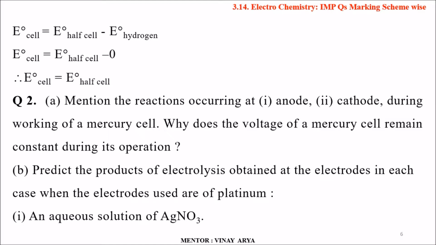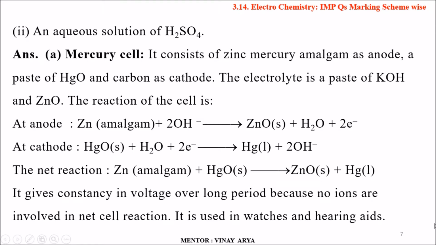Question number second. Mention the reaction occurring at anode and cathode during working of mercury cell. Why does the voltage of mercury cell remain constant during its operation? Predict the products of electrolysis obtained at the electrodes in each case when the electrodes used are of platinum, in aqueous solution of AgNO3 and in aqueous solution of H2SO4.